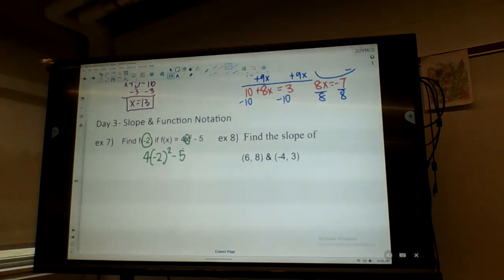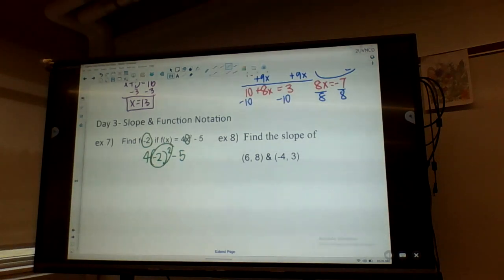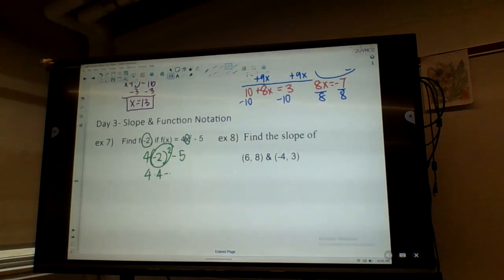Now, when I do a problem like this, I'm just replacing the x, and then I have to follow order of operations. So I'm going to square it first. So negative 2 squared would be 4. So I do 4 times 4 minus 5, and it's a positive 4. It's negative 2 times negative 2. So this ends up being 11.